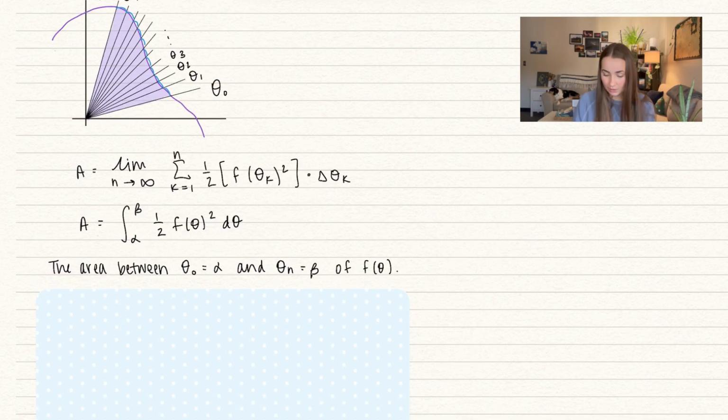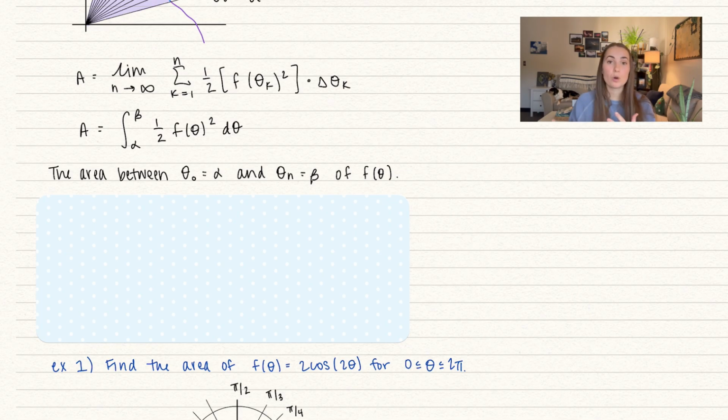The area is equal to the integral from alpha, where alpha is going to be that very first theta value, and then alpha n is going to be our beta. So we have the integral from alpha to beta of 1/2 times the radius squared times the change in theta. That's our d theta. And so that would just be how we found a normal area.